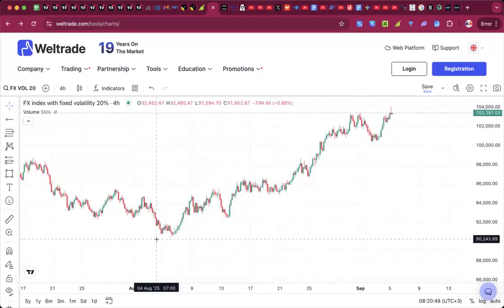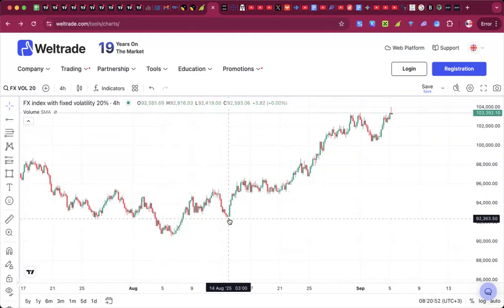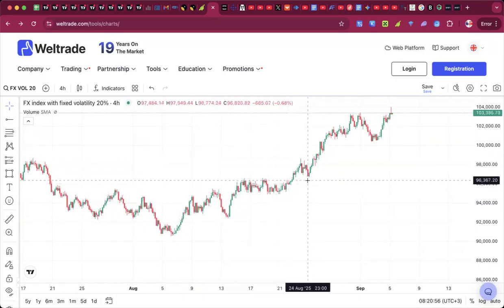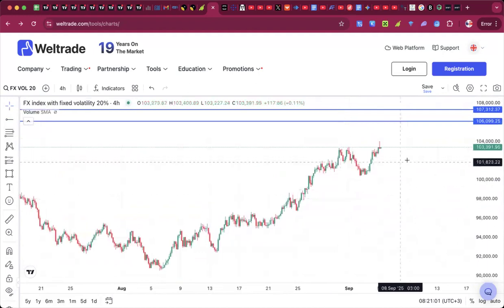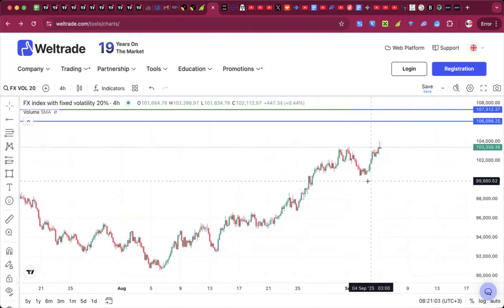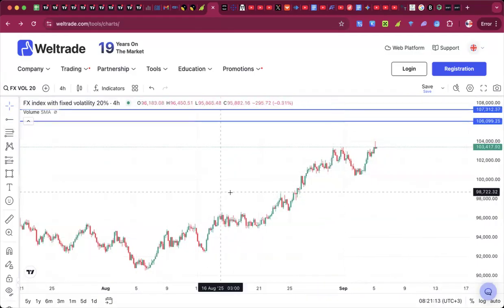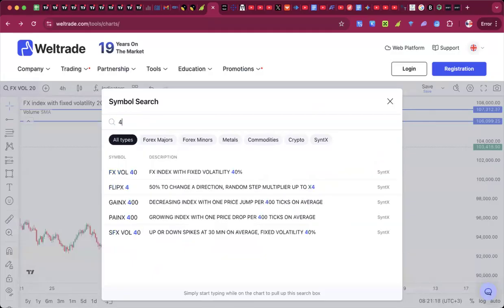Find a structure here. A low, this is a high, a new low, a high, a low, a high, a low, a high, a high, a low. You are now conscious of this point here, of the area that the market could actually react to. All right, so let's look at 60 or 40.